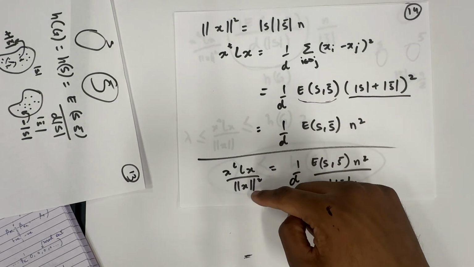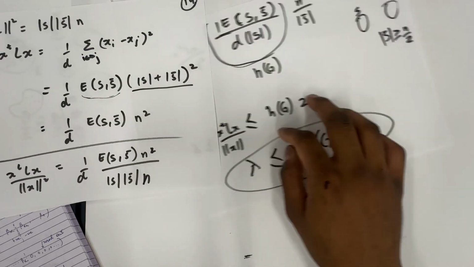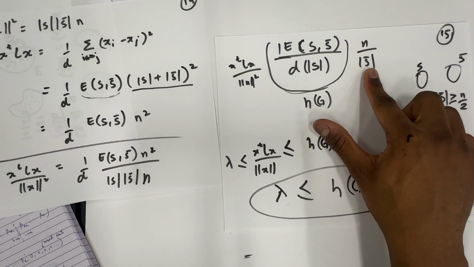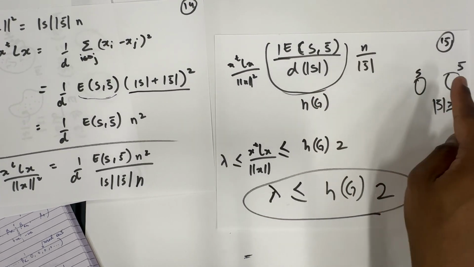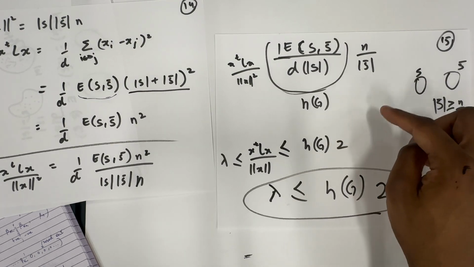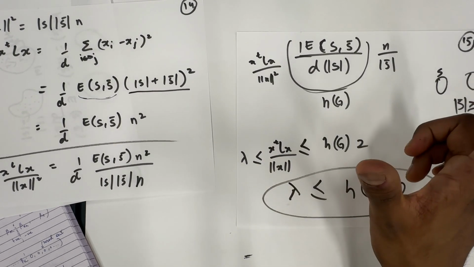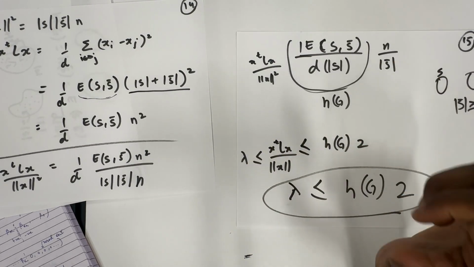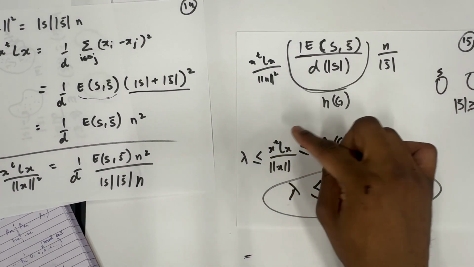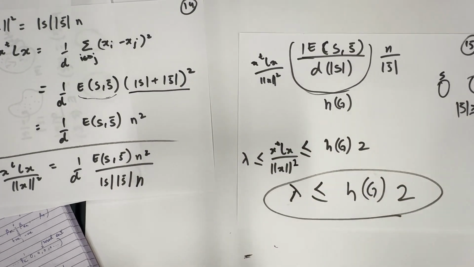And x transpose Lx divided by norm x square is this. Taking s bar as the bigger of the sets, this thing is always less than 2, and therefore it is always less than h of g over h of g times 2. And this is always greater than lambda, because lambda is the minimum, over all x's perpendicular to the all ones vector, of this quantity, and therefore lambda is less than h of g over 2. Great. I understand it now.